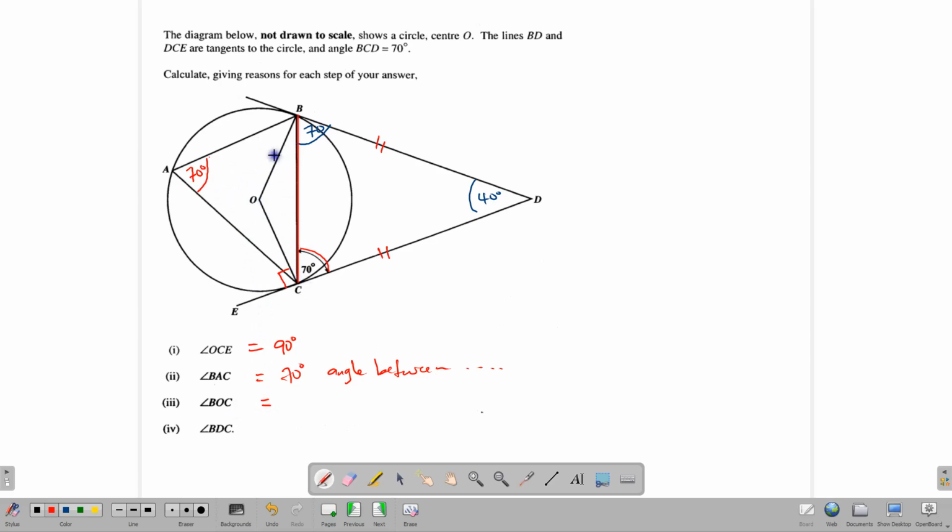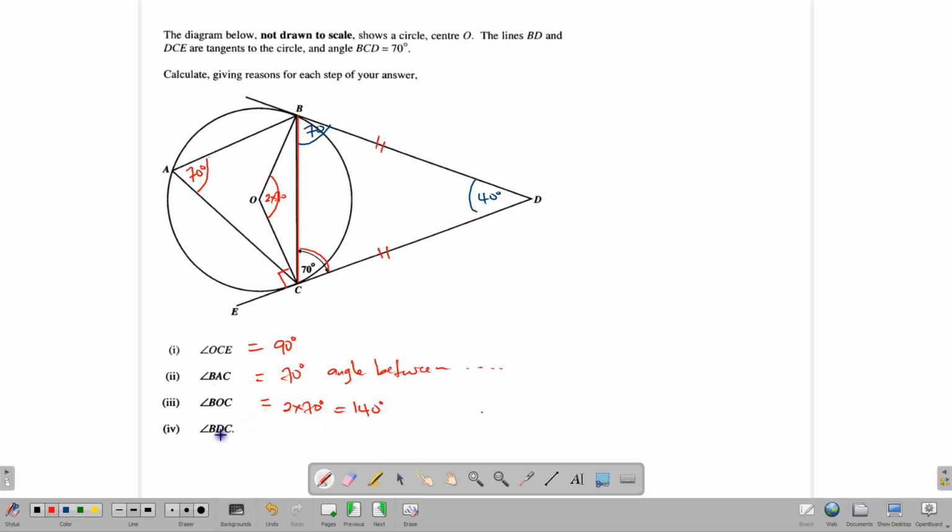BOC. So here we have an angle at the circumference, and the BOC is the angle coming from the center. And the theorem says the angle at the center is twice the angle at the circumference, as long as you're standing on the same endpoints. So this angle is going to be 2 times 70. So 2 times 70 degrees, and that gives us 140 degrees. So that's the size of our angle there.